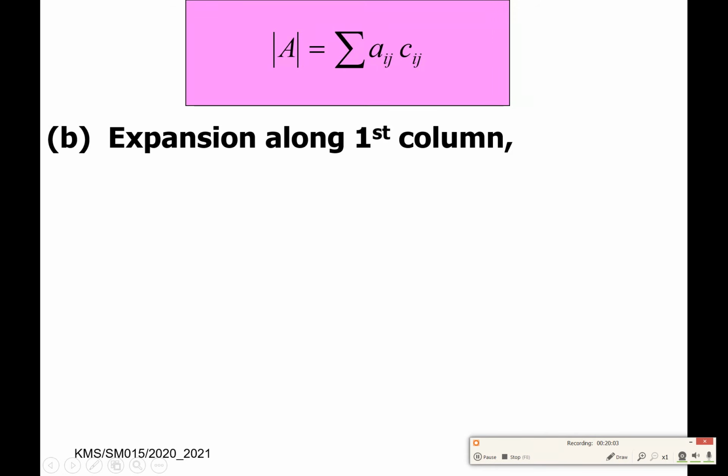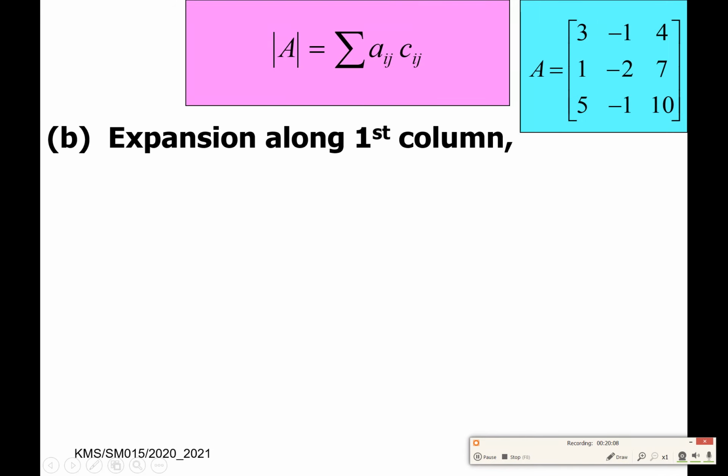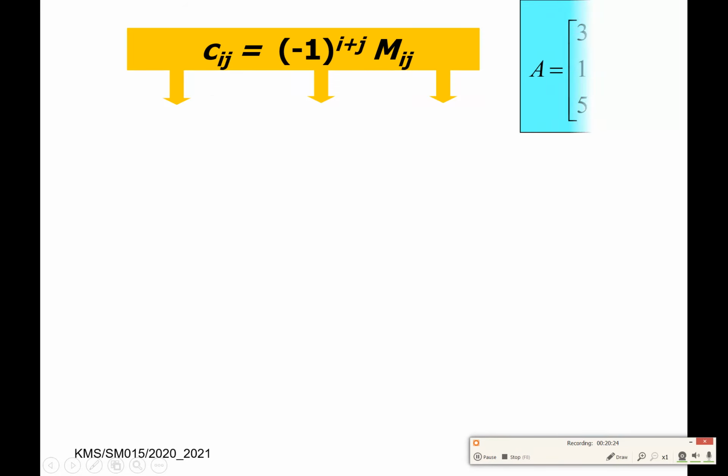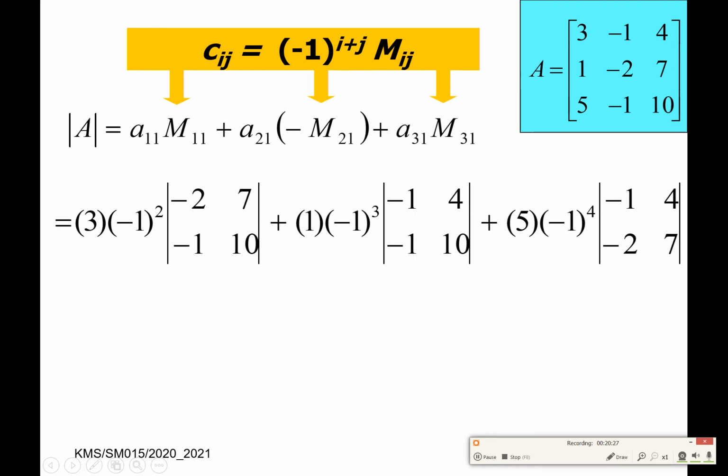Okay, we go to the second question. Is expansion along the first column? Where is the first column? So 3, 1, 5, first column. And this is the formula if you want to follow this. If not, we just go straight to do this. We scan. Okay, actually the same process as the previous slide. So this is your first column.